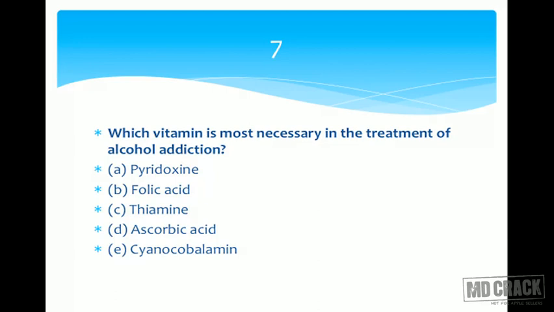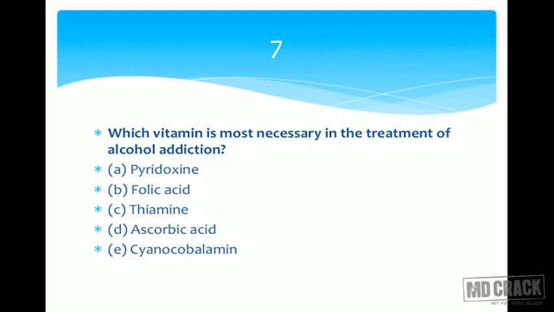Which vitamin is most necessary in the treatment of alcohol addiction? I hope you know alcoholism depletes a number of nutrients inside the body. Let's have a look at the options. Pyridoxine, folic acid, thiamine, ascorbic acid and cyanocobalamin.